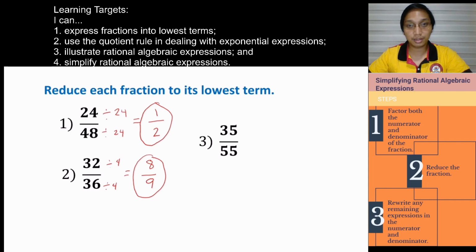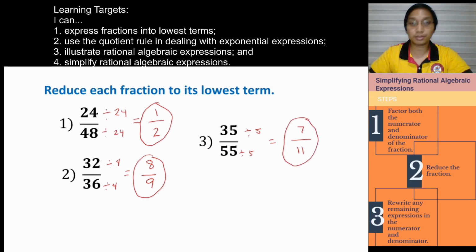And number 3, what number can divide 35 and 55? Yes, that's easy. That's number 5. So divide 35 by 5, we get 7. Divide 55 by 5, we get 11. So the lowest form of 35 over 55 is 7 over 11.